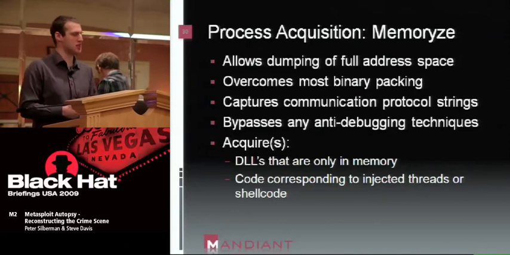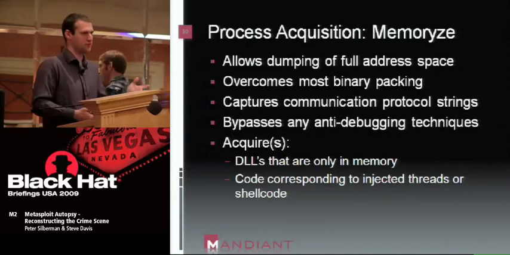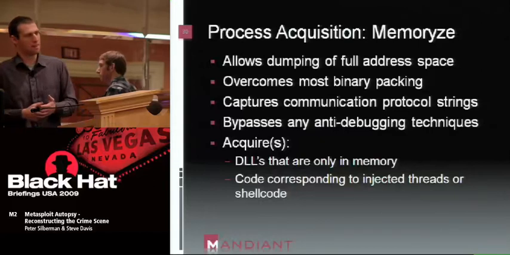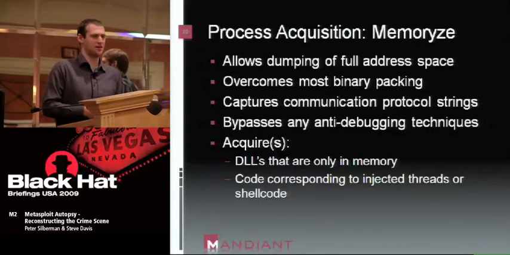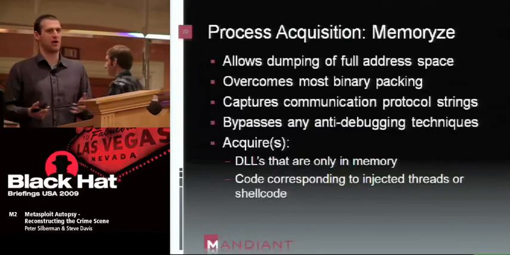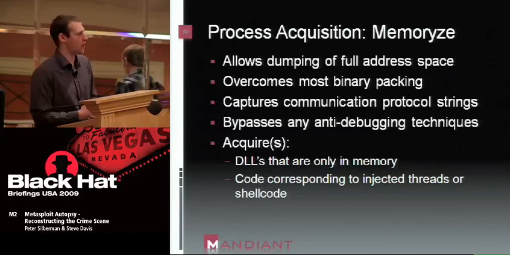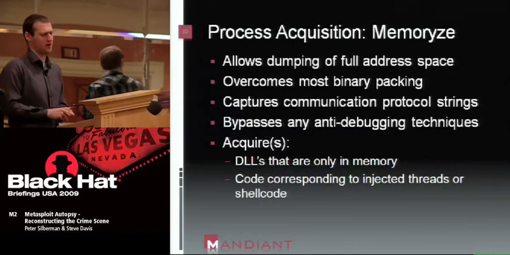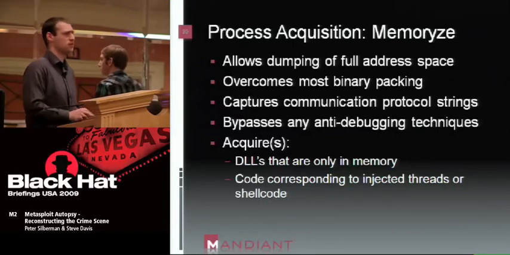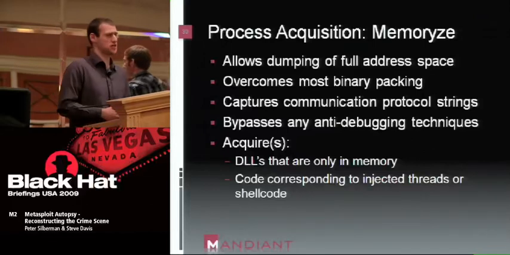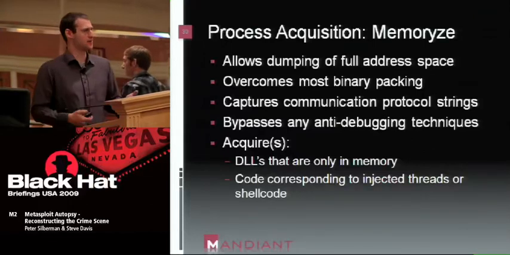We capture communication protocol strings through the heap, things like that. We're just dumping what's in memory, so if it's there, it's going to get written to disk. We're bypassing anti-debugging techniques, and that's not rocket science because, well, we're not debugging, so obviously we're bypassing these techniques. And we're able to acquire things like DLLs that are only in memory because they have a VAD, or code that corresponds to exploits that were on the stack, heap, things like that. We can pull that all out.